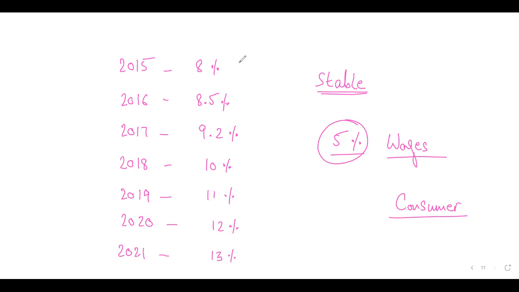So coming back to the point, why is accelerating rate of inflation not desirable? Because it's not stable. Are you getting me? Firstly, it's increasing every year. There will be much greater increase in the prices, which means consumers purchasing power will erode at a greater rate. Yes or no? Consumers purchasing power will erode at a greater pace. And secondly, it will make it difficult for consumers and producers to plan.